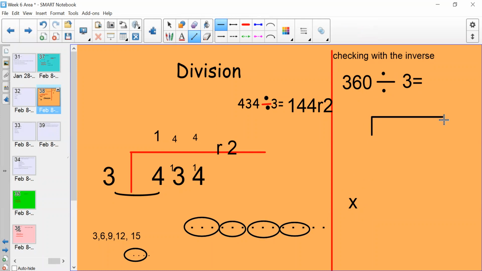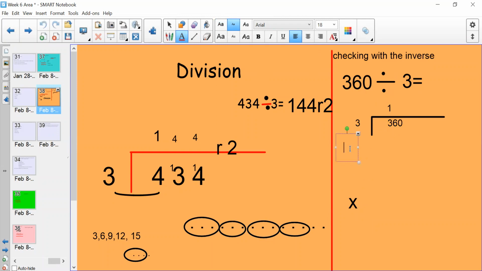So if we had to do the bus stop method, we'd put 360 inside the bus stop, and then 3 on the outside. Okay, so 3 goes into 3 one time, so we can put 1 above that in the correct column. And then 3 goes into 6. So if we did the multiples of 3, 3, 6, so it goes in perfectly. So that goes in twice. And then 3 goes into 0, 0 times. So we have an answer of 120.